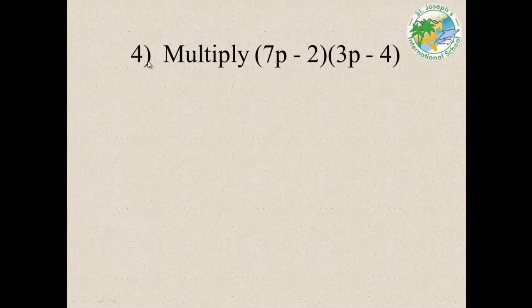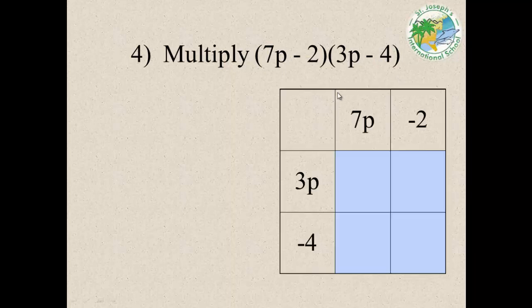Number 4, multiply 7b minus 2 times 3b minus 4. The same method. Here, we write 7b minus 2 with 3b minus 4 and multiply the first terms: 7b with 3b and 7b with negative 4, negative 2 with 3b, and negative 2 with negative 4.